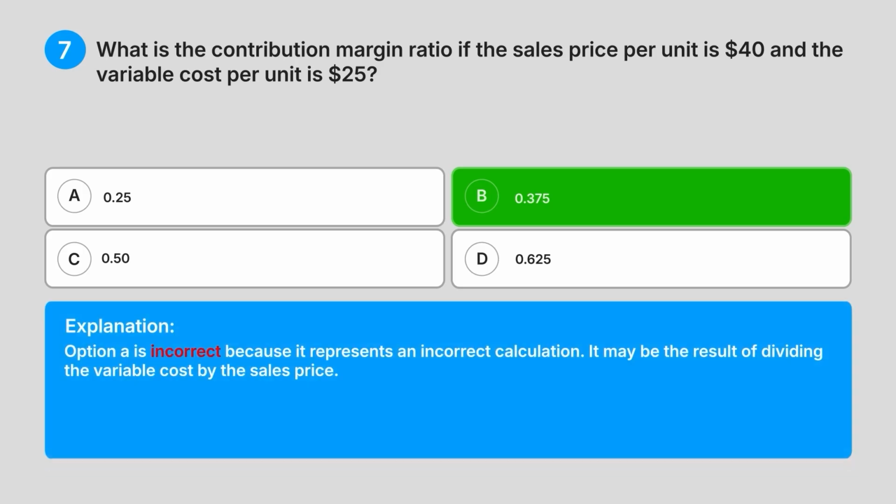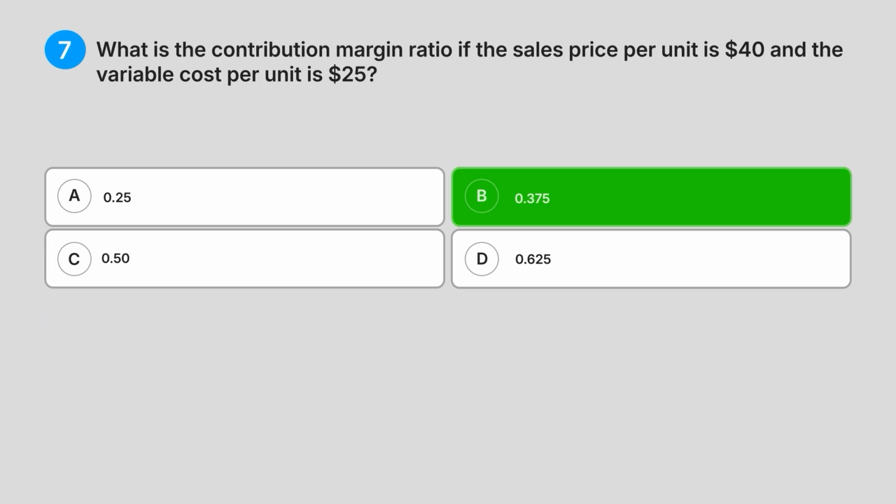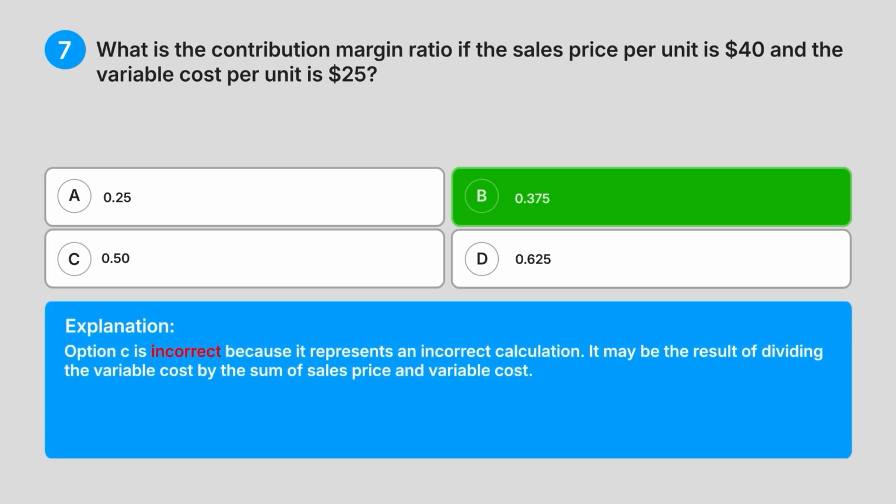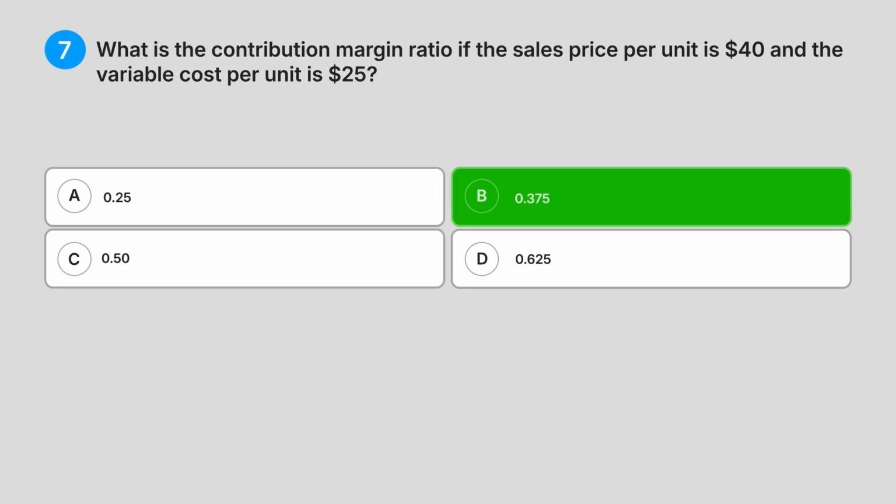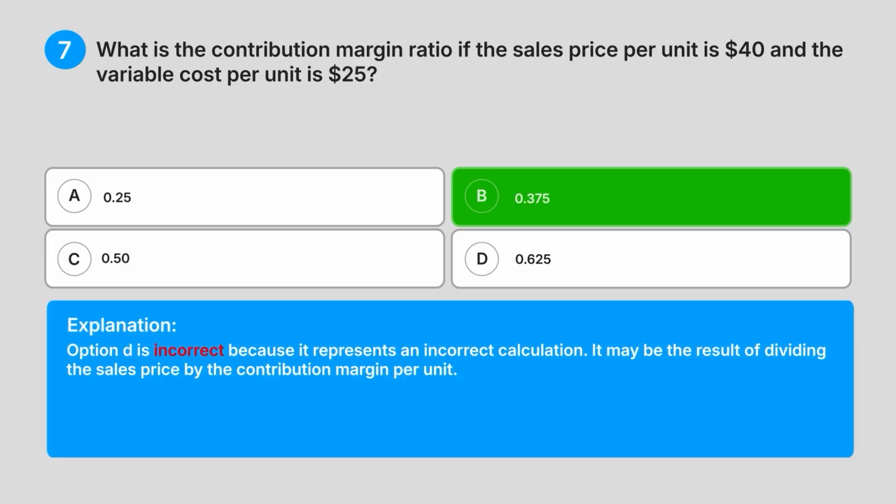Option A is incorrect because it represents an incorrect calculation. It may be the result of dividing the variable cost by the sales price. Option C is incorrect because it represents an incorrect calculation. It may be the result of dividing the variable cost by the sum of sales price and variable cost. Option D is incorrect because it represents an incorrect calculation. It may be the result of dividing the sales price by the contribution margin per unit.